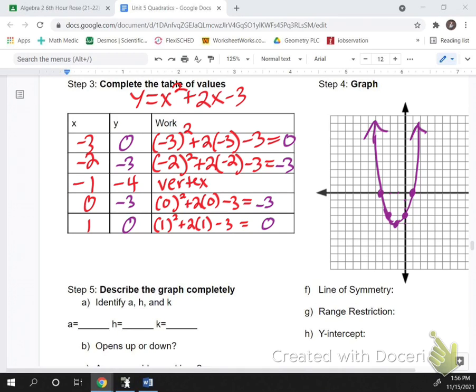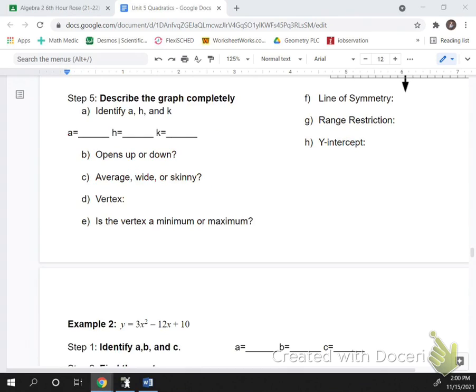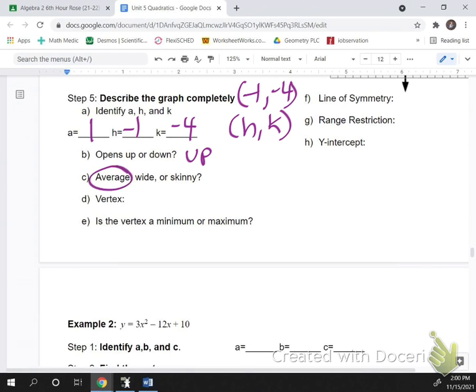Great. Not yet. Now we're going to start describing it. A, H, and K. A is 1. H is -1. K is -4. It should match your vertex. Remember, H comma K is your vertex. Don't forget that. Does it open up or down? Up. Fantastic. Is it average, wide, or skinny? Average. A is 1. Vertex. We already identified that.